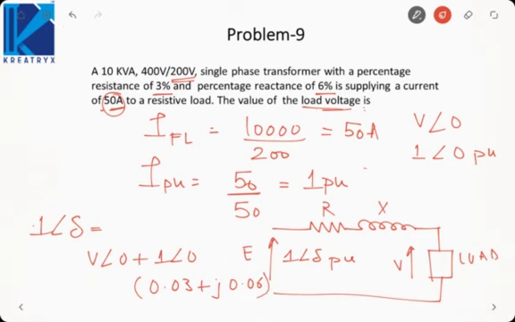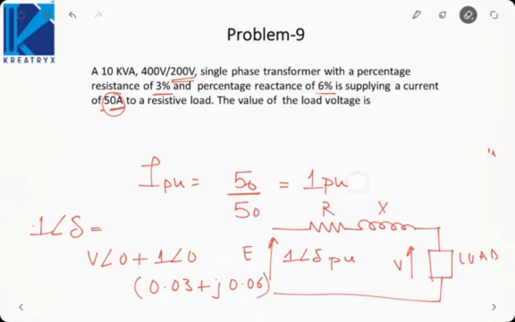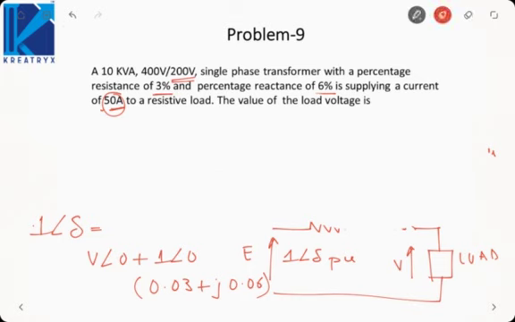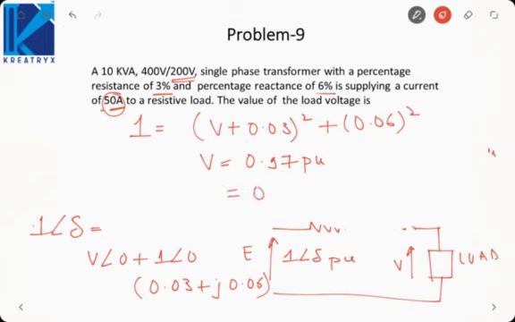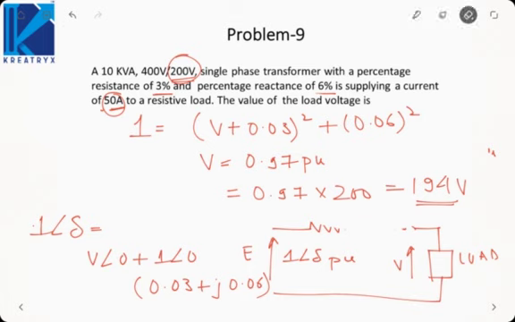Now if we take magnitude on both the sides, or let us take magnitude square, it will be 1 is equal to V plus 0.03 square plus 0.06 square. So V comes out to be 0.97 pu. In actual value it will be 0.97 into 200. On secondary side rated voltage is 200, that is 194 volt. Other method what we can do is we can try using the voltage regulation.